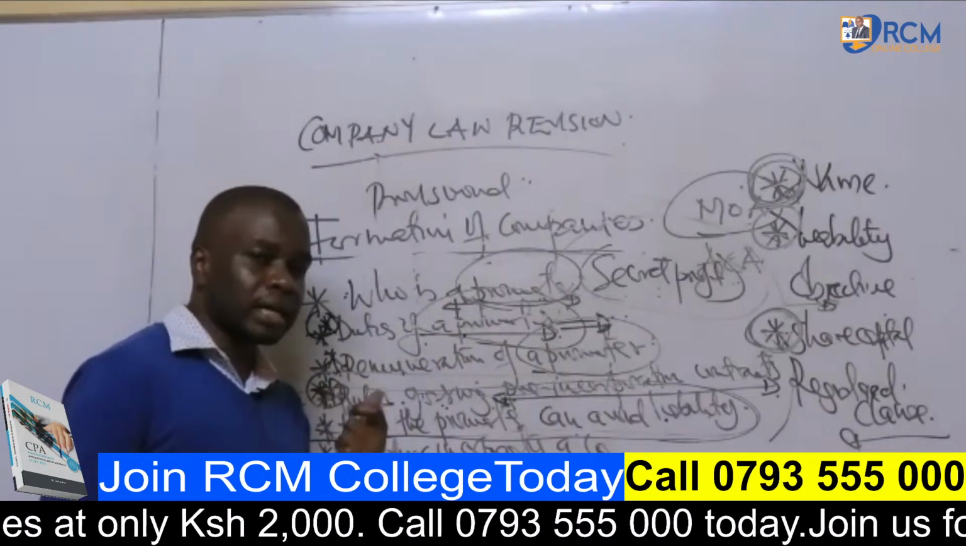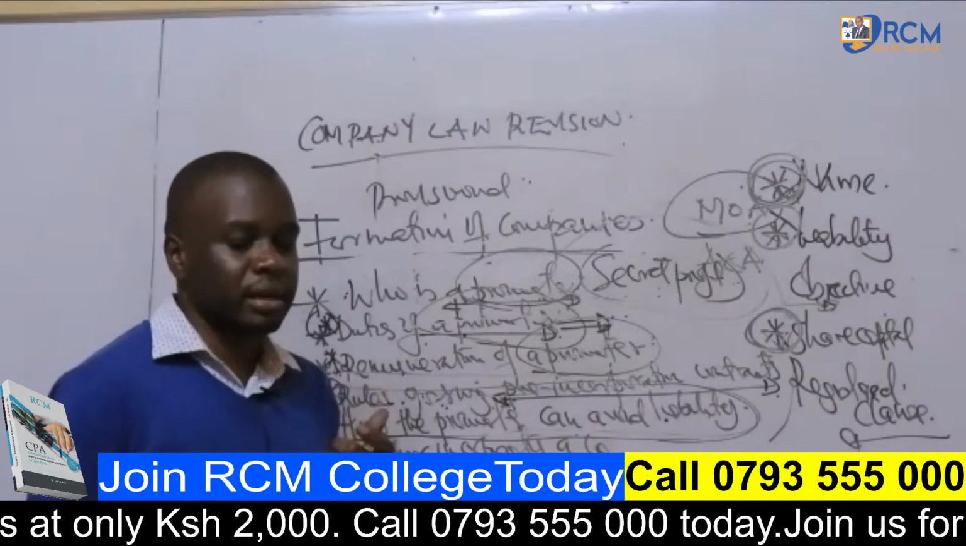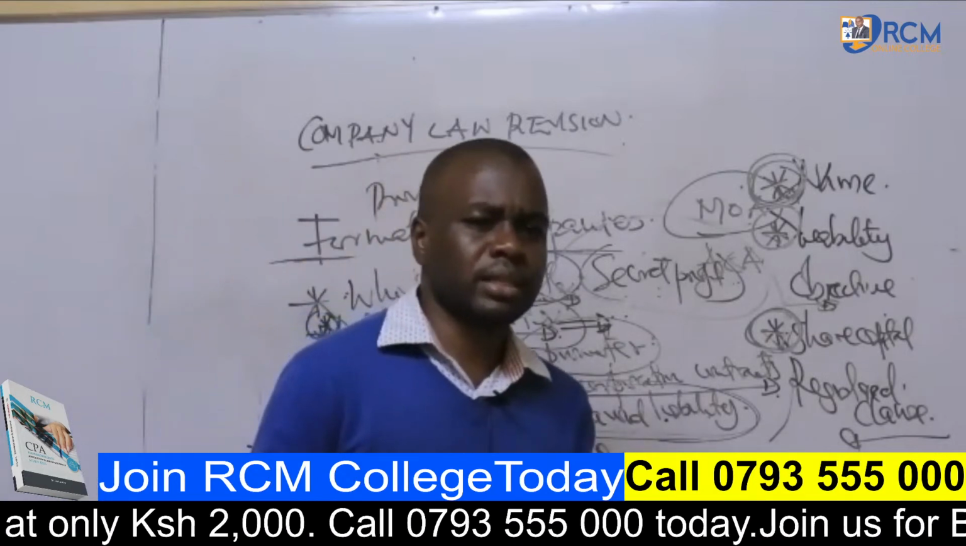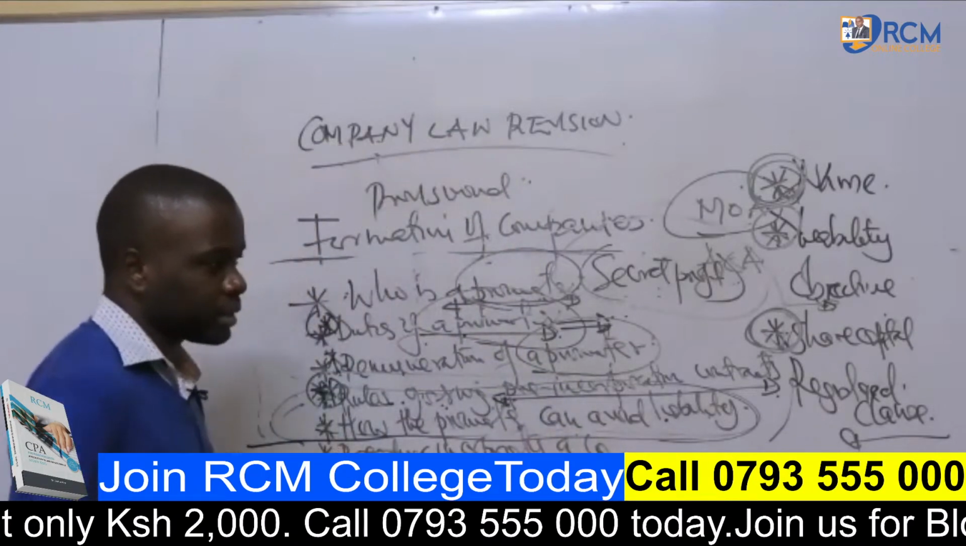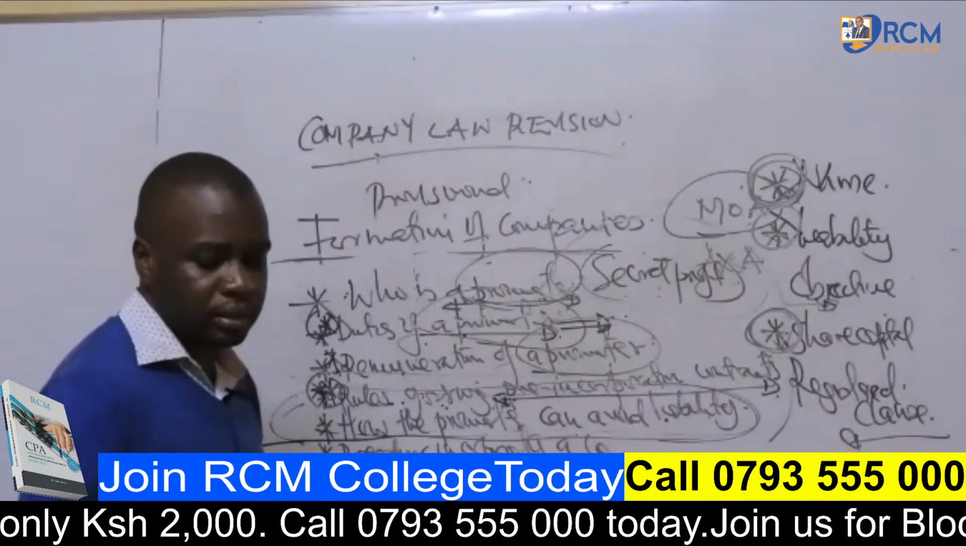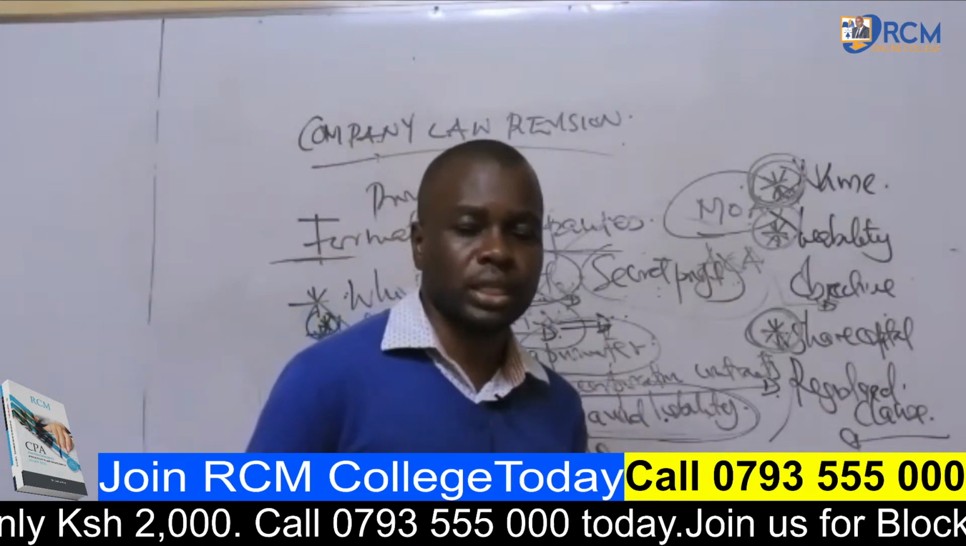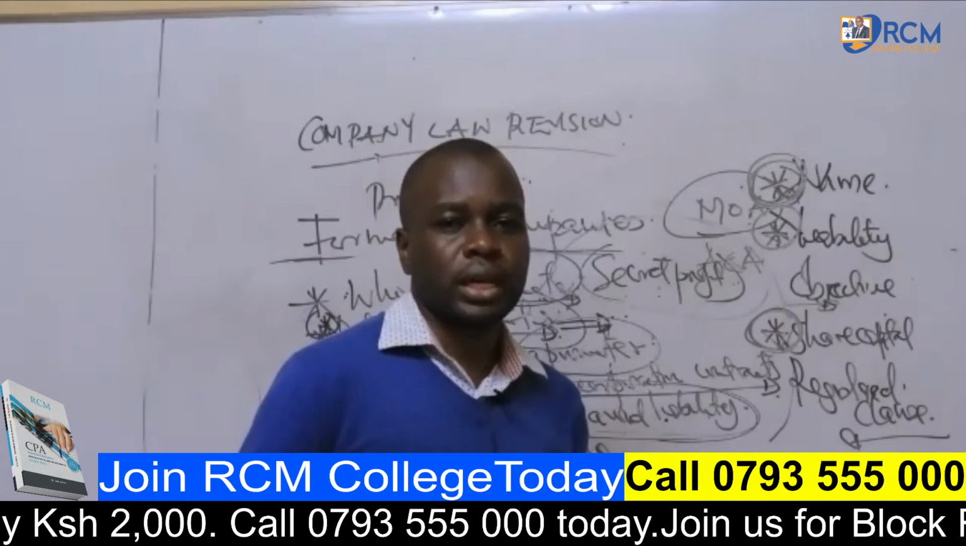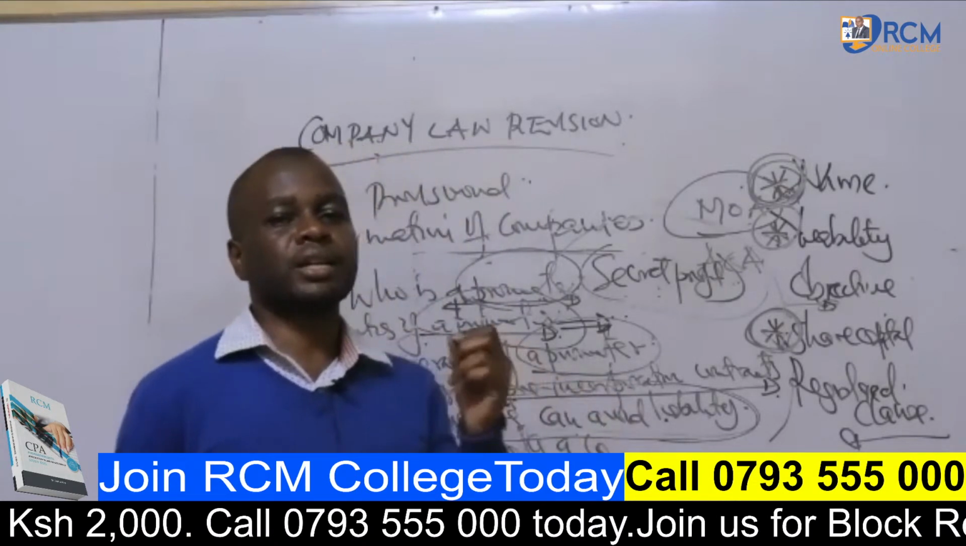Because if you are blank in that particular area and they test it, there was a time they tested that area with around 15 marks. So it's around 15 marks, rules governing alteration of articles. And I think we went through the question. It was talking about Alex and two other shareholders.